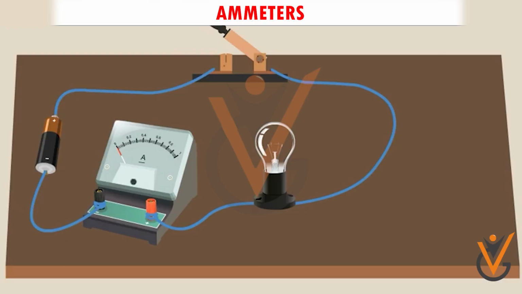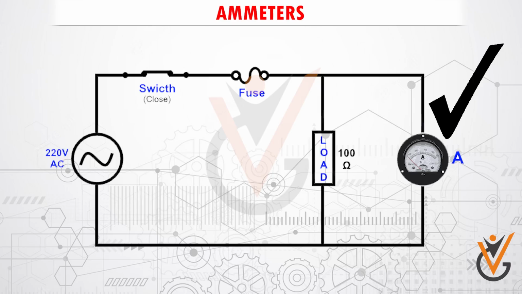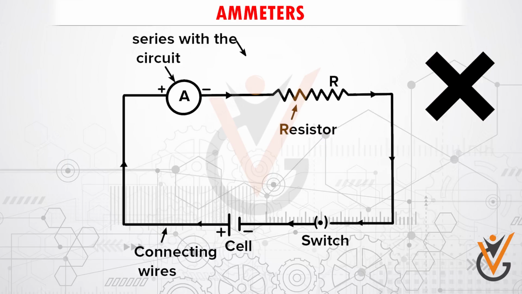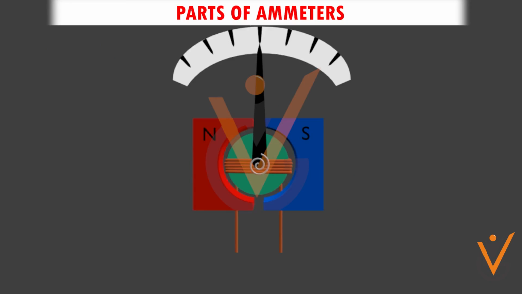An ammeter is connected in series in a circuit. An ammeter is used to detect how much current is flowing through the circuit, so the resistance of the ammeter is very low. By connecting it parallel to a circuit, this may cause a short circuit and burn the ammeter or the circuit. An ammeter is constructed using different parts as shown in the image above.